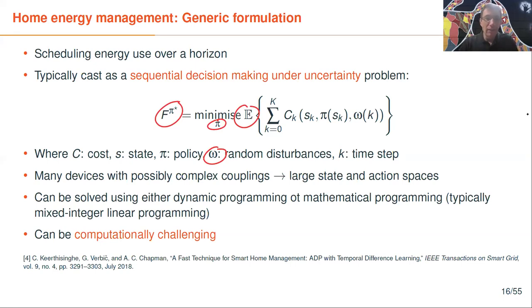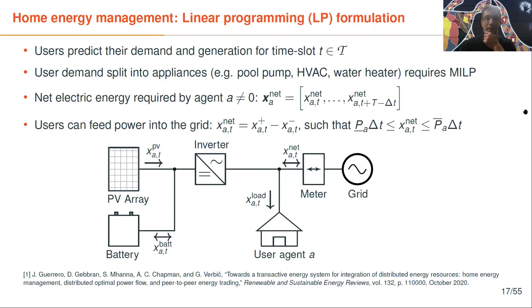Now, there are several solution techniques. Mixed integer linear programming is probably the most popular one. The problem can also be solved by dynamic programming, but it has to be emphasized that this problem is quite computationally challenging in itself. So in this paper, we used a fairly simplified home energy management formulation where we only use a battery and a PV system. And this is the most typical situation currently in Australia. And we assume that we have a hybrid inverter. So we have one inverter to interface the PV battery system with the grid. And we have this user agent that uses electricity, some other not flexible demand.